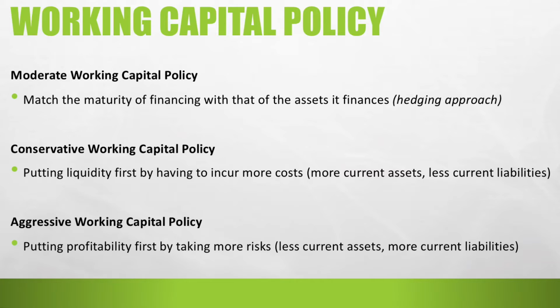Or, we may want an aggressive working capital policy. Here, we put profitability first by taking more risk. If we are using an aggressive working capital policy, the current asset level is low. Why? To have lower opportunity costs. We can free up funds to be used for some profitable venture. However, this will be less liquid. We're also going to maintain more current liabilities because this is cheaper than the long-term counterparts. Again, in using the aggressive policy, we're going to maintain low current assets and high current liabilities, thus increasing risk. However, this is less costly.